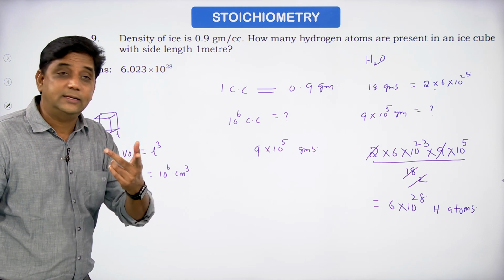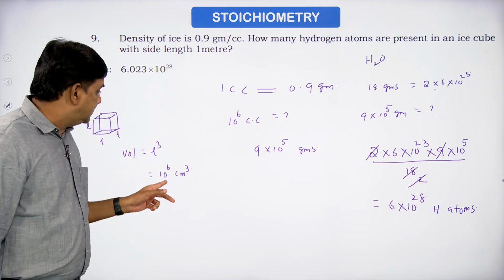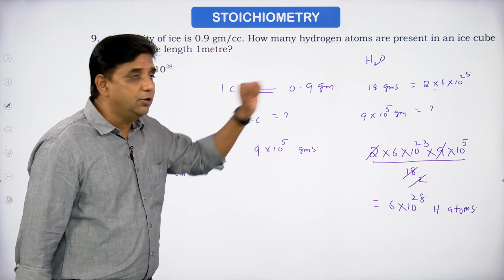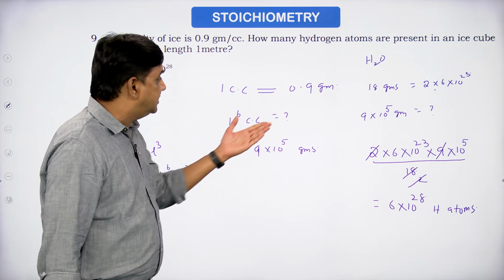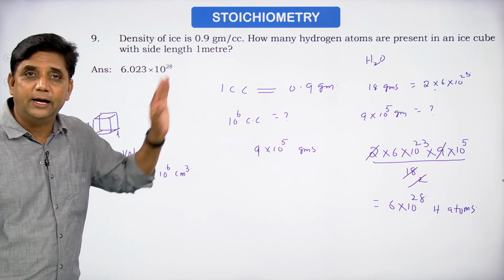1 meter means 100 centimeters. So L cubed is equal to 100 cubed, that is 10 power 6 cc. Now 1 cc mass is 0.9 grams, then 10 power 6 cc mass is how much? That is 9 into 10 power 5 grams. And this is the second part.